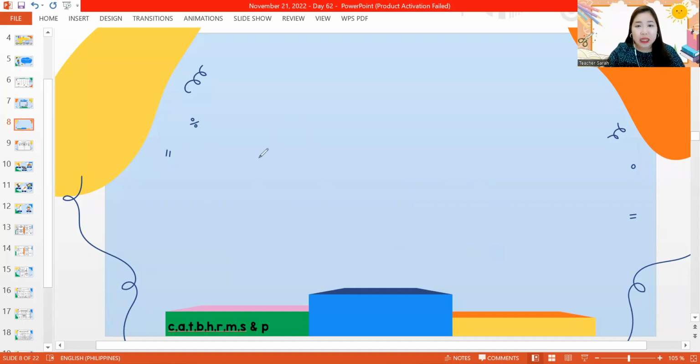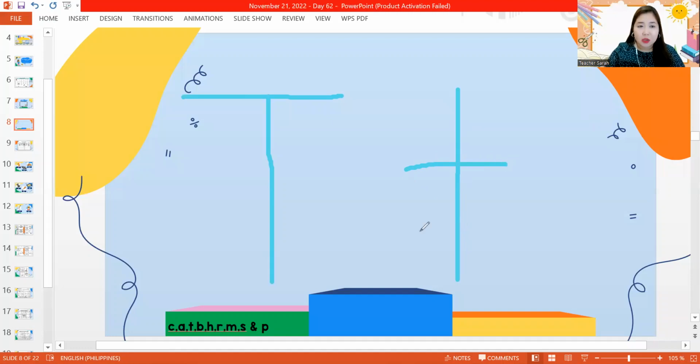Next one, let's make letter T. Start at the top, make a straight line down, and a line on top, capital letter T. Now for lowercase letter T, you start at the top, straight line down, and a line in the middle. We have capital and lowercase letter T. The sound of T is t.